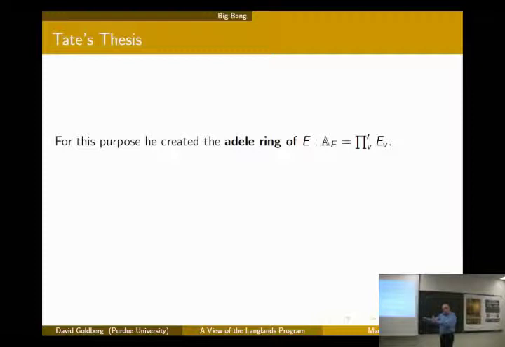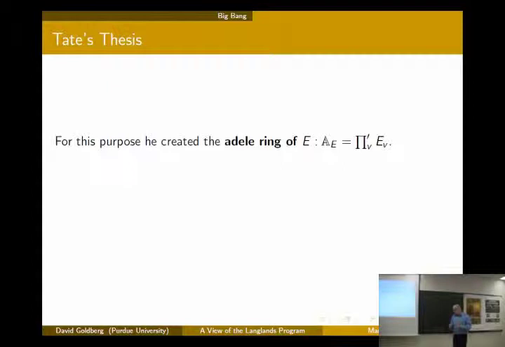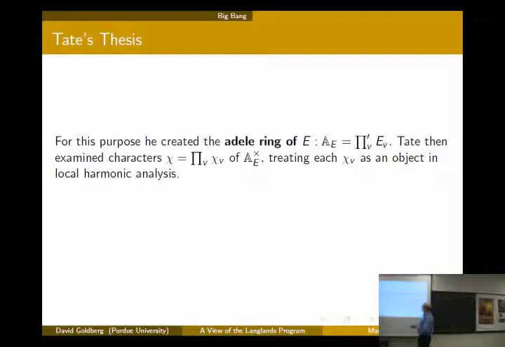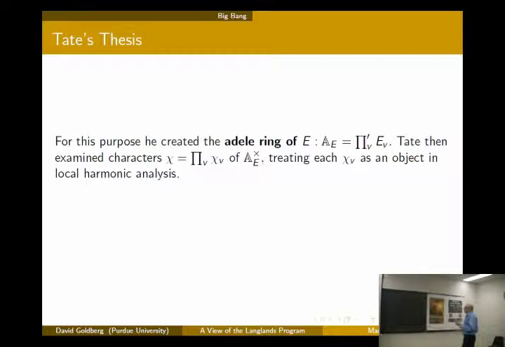And so for that purpose, he formed something called an Adele ring. And this was really clever: he just took the product of all these completions. Now you can't really take the product because that's not well defined, so you have to modify it, and essentially that just means you take the infinite sequences where almost everything has absolute value at most one. And so when you have something like that, you can take a character, and he understood that these things actually were somehow the same as these Dirichlet characters that we were looking at.